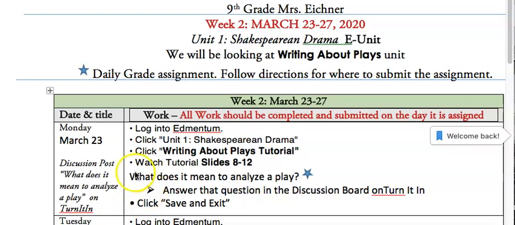Your first step is to make sure you look at what your assignment is. For today, Monday, March 23rd, we're supposed to be answering the question, what does it mean to analyze a play? That means I should be thinking, what does it mean to analyze a play for all of the slides that I am watching in Edmentum? That's step one, look for your assignment.